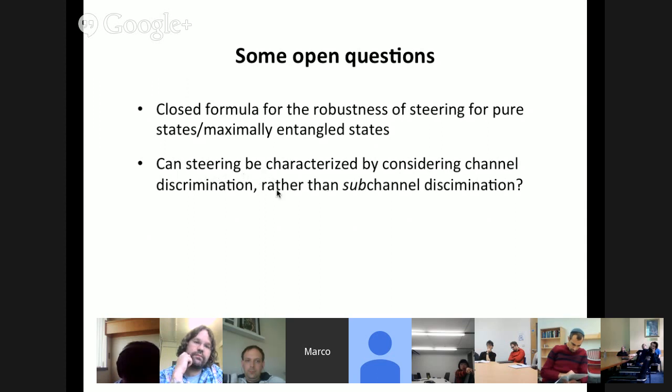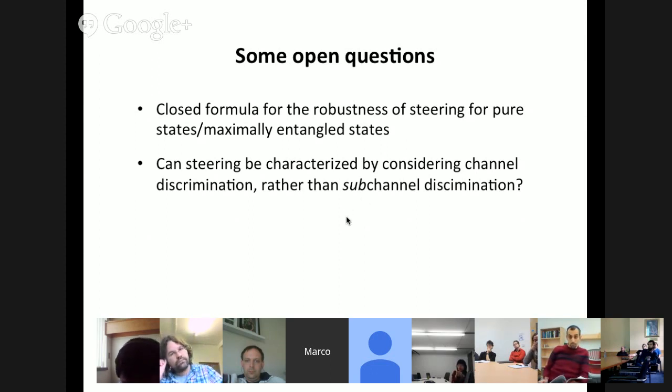So, what we did in all this talk was to consider the general problem of subchannel discrimination, where every single branch of the evolution is a completely positive but not necessarily trace-preserving map. And still, we found that in this general scenario we can fully characterize steering.